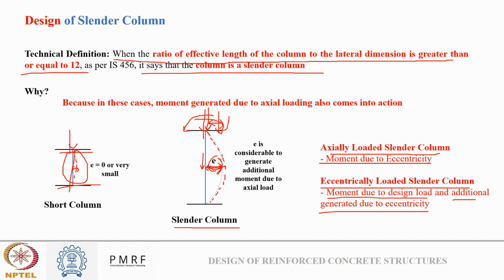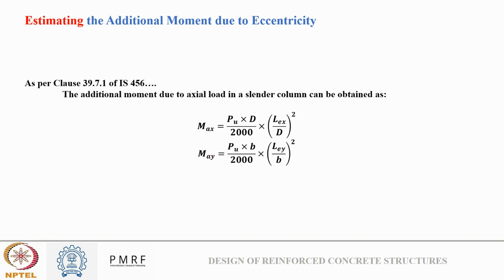Now, how is this additional moment calculated? It is calculated using clause 39.7 of IS 456. According to this clause, the additional moment due to axial load in a slender column can be obtained as MAX and MAY, which is PU times D upon 2000 times (LEX by D) whole squared. Here B and D are the lateral dimensions along that direction. So this is how we calculate the additional moment generated due to the eccentricity.